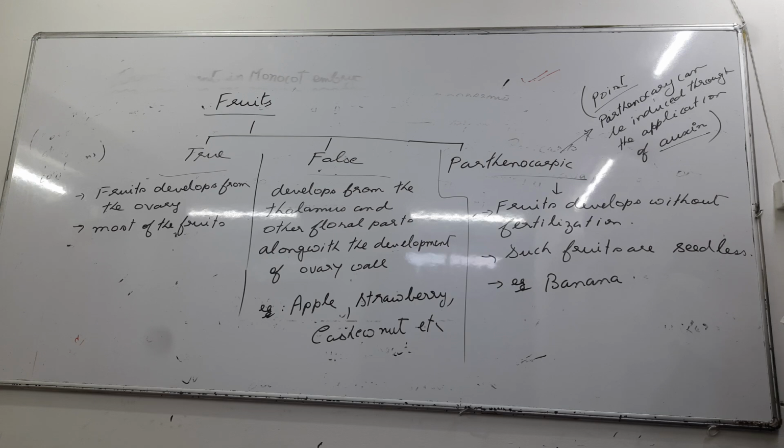So when we talk about sexual reproduction, actually this is the end of the chapter. However, we have another part that is called apomixis and polyembryony. So the heading is apomixis and polyembryony, but the name of the chapter is sexual reproduction, right?